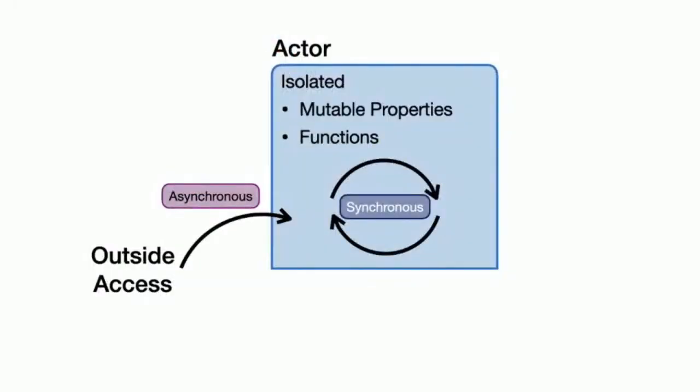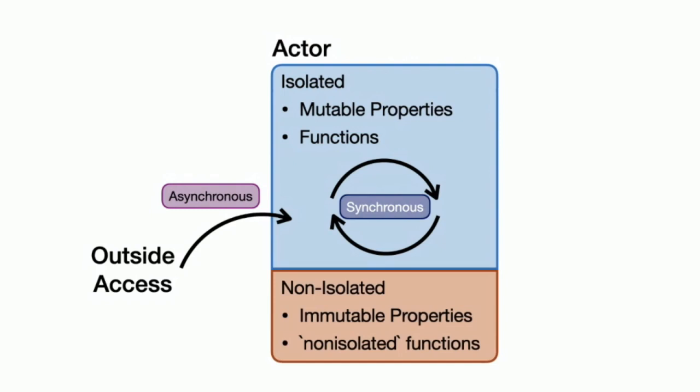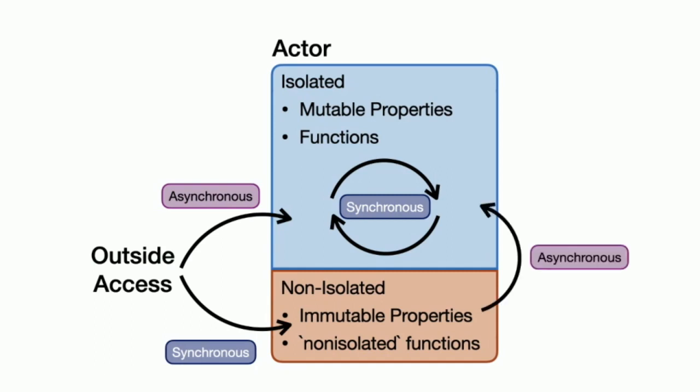So let's see this as part of the diagram as well. We have our non-isolated context here, in which our immutable properties and our non-isolated functions exist. When accessing that non-isolated portion from the outside, we have synchronous access. We don't need to go through the actor serialization mechanism. From the non-isolated portion of an actor, we have asynchronous access to its isolated portion. It's kind of funny that an actor can have a non-isolated portion that still needs to go through its own serialization mechanism to get to that state, but we're safe from data races.